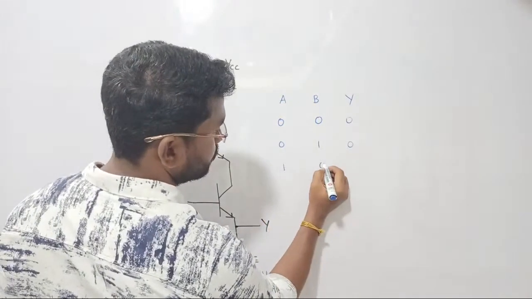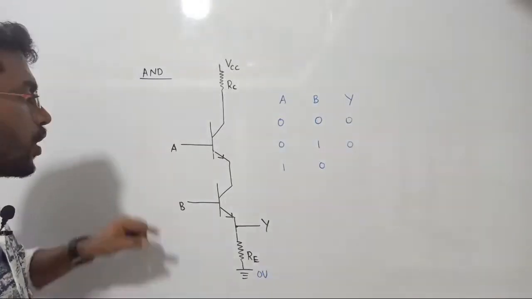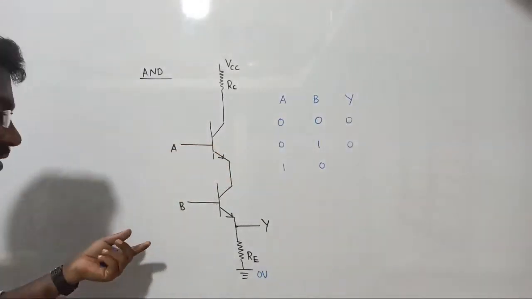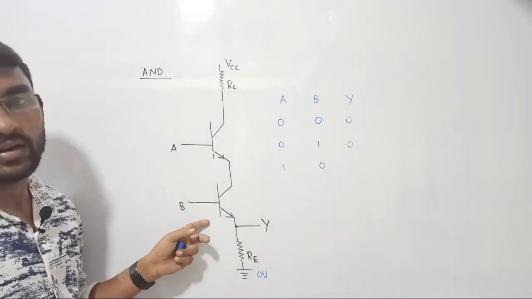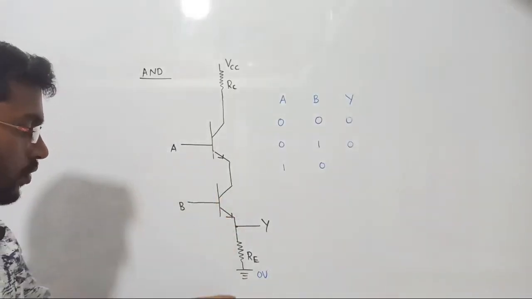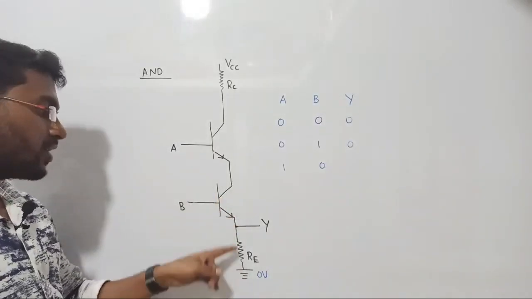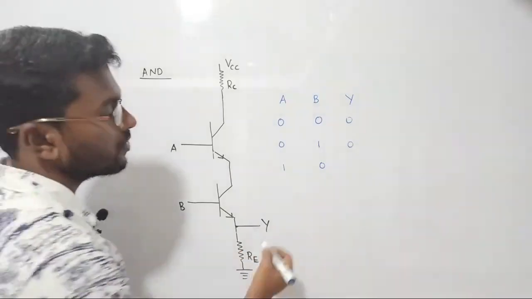Let's see 1 0. If I consider 1 0, same scenario. With 1, this gate will turn on its transistor, but this other transistor will be turned off. So same scenario, open circuit, once again there is no current flow, you can remove this resistor, and this 0 will be reflected.